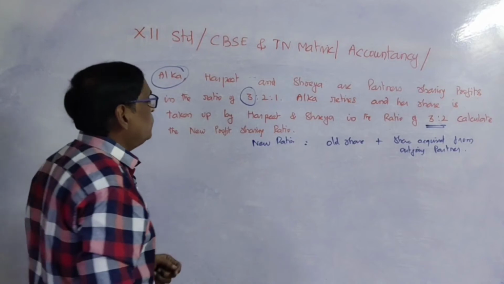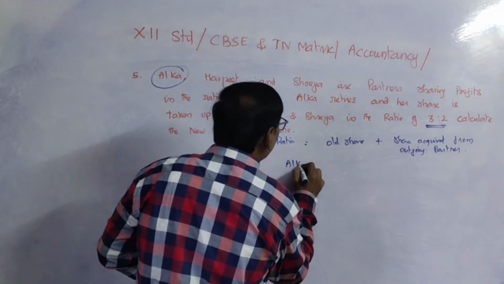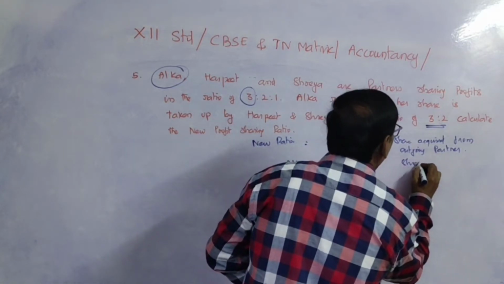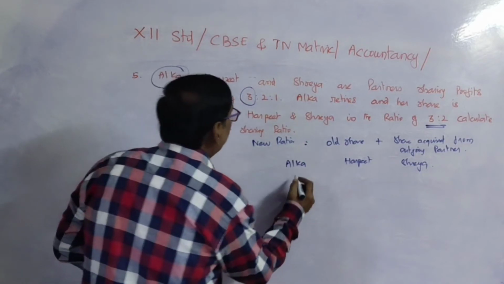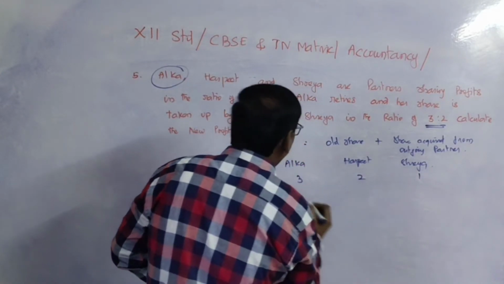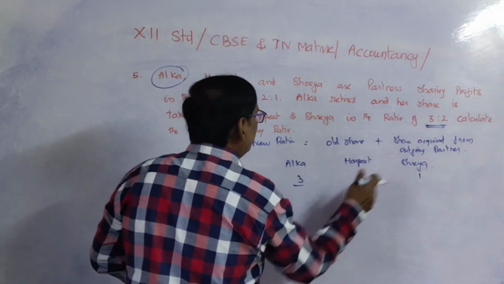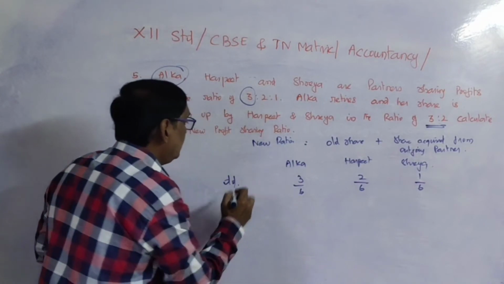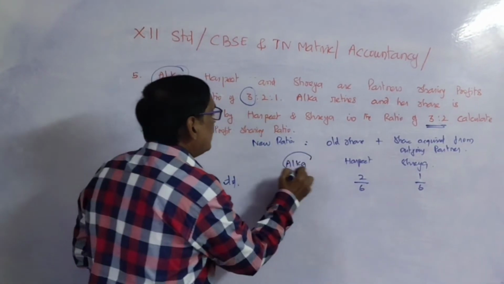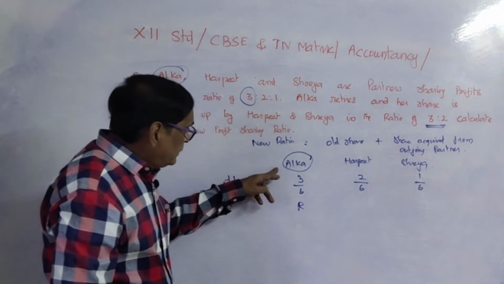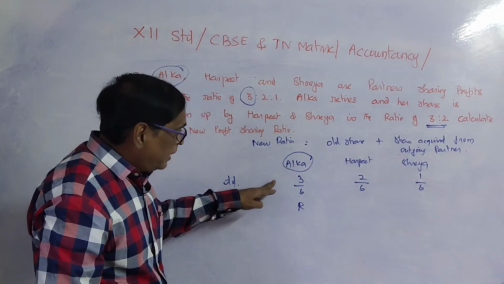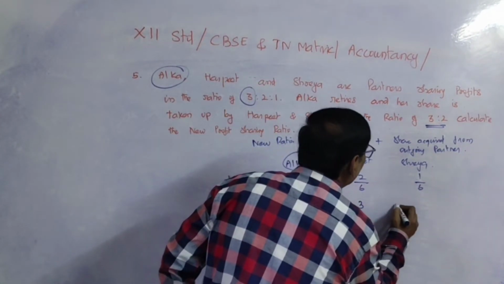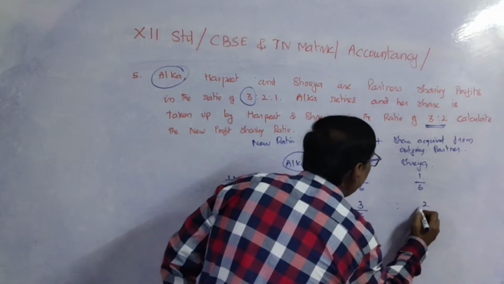Here the old ratio. So we will write like that: Alka and then Harpreet and then Shreya. So their old ratio was 3:2:1. That means 3/6, 2/6 and then 1/6. This is the old ratio. Here Alka retires. Alka's share is acquired by Harpreet and Shreya in the ratio 3:2. That means 3/5, 2/5.